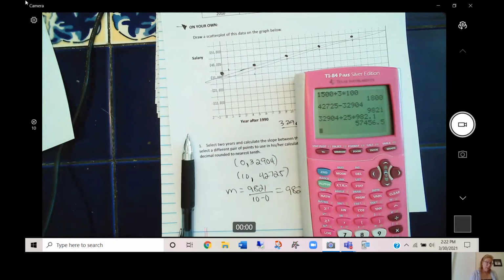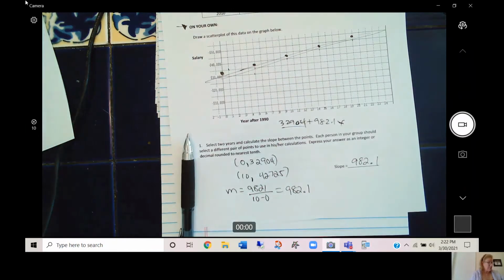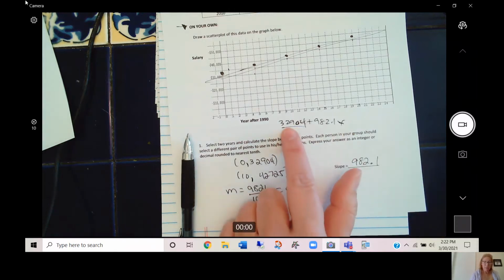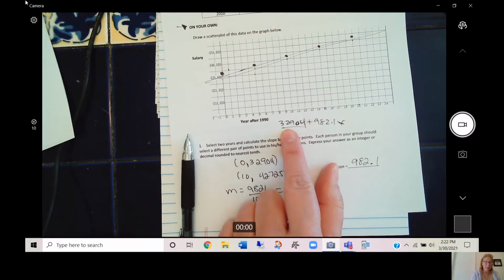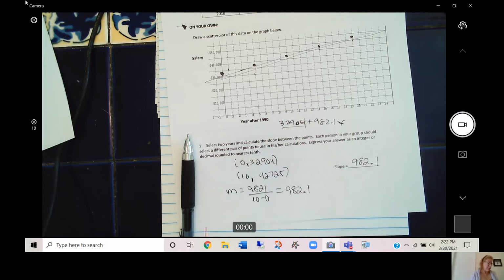Okay, so that's how we break down the different parts of a linear function. The slope is how much it's changing. The intercept is sort of like your initial value at the beginning of all this, and then you can use it to calculate inputs and outputs however we like.